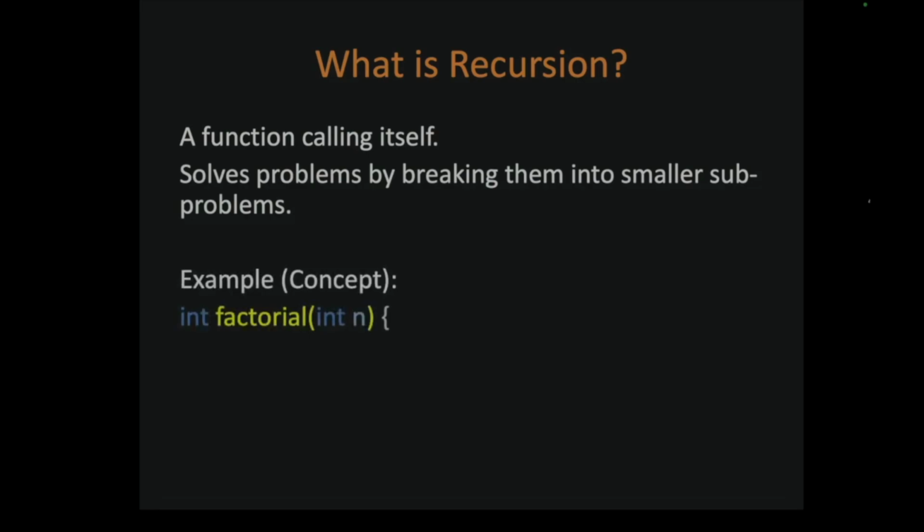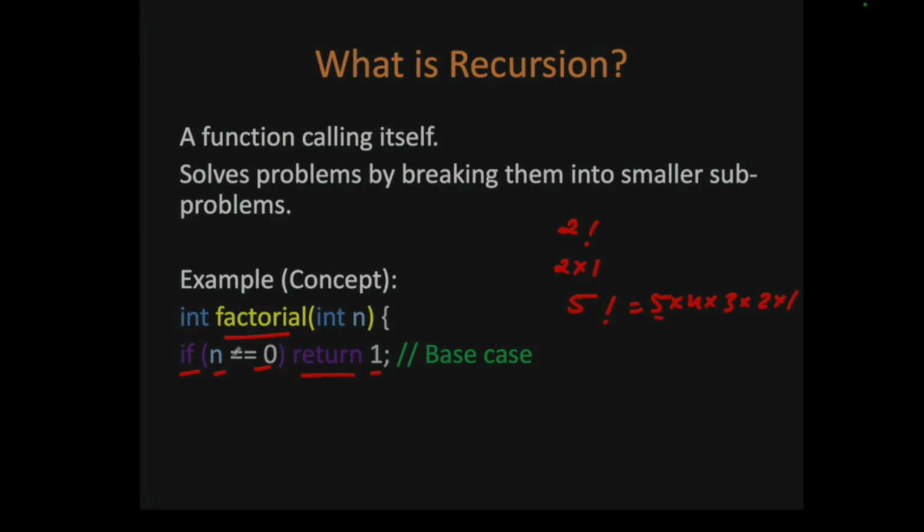For example, let us suppose this is one function, factorial. You know about factorial? That is 2 factorial, then 2 into 1. 5 factorial is 5 into 4 into 3 into 2 into 1. So this is the 5 factorial. For example, this is the function. Here, if n equals 0, then return 1. Every time we get the value of n as 0, we will return only 1. So this is the base case.